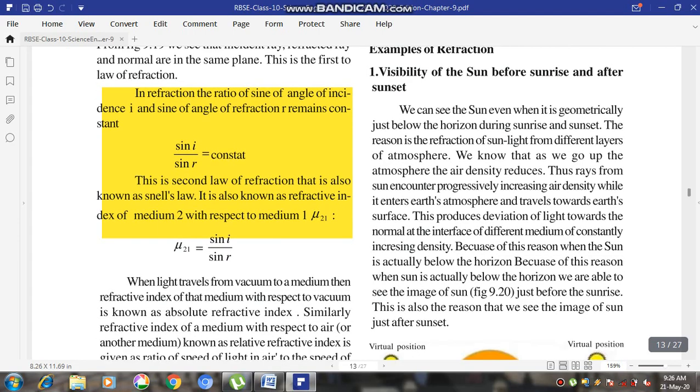It is the refractive index mu 21, which means medium 2 with respect to medium 1. So sin i / sin r, the angle of incidence and the angle of refraction, is constant for the given pair of media.